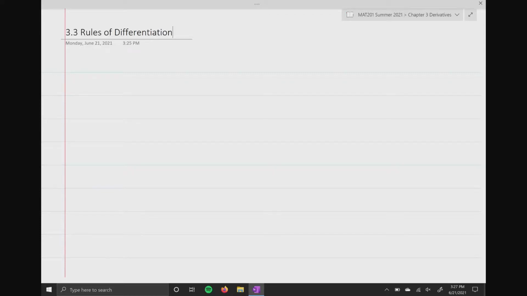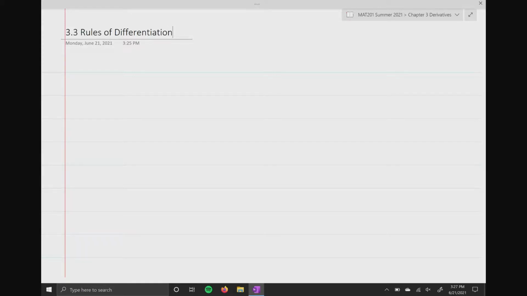Hello, everybody. So this is going to be section 3, and for me, this is where derivatives really start to get easy, and I think it's also going to get easy for you because we have a bunch of different derivative rules that we use, and they're all based in the idea of the definition of a limit.